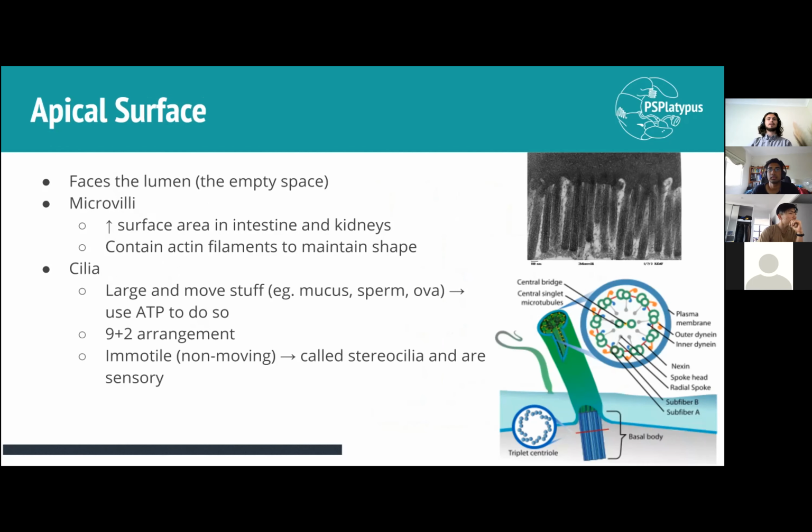So for the apical surface, that's facing the empty space. That's the top of the epithelial cell. And you can get different structures that are produced by the epithelial cells. So for instance, you can have microvilli. We have an electron micrograph here of some microvilli facing the lumen, the outer space. And they function to increase the surface area in intestine and kidneys, for instance, for absorption functions.